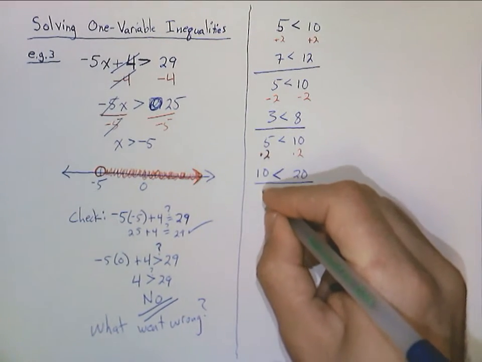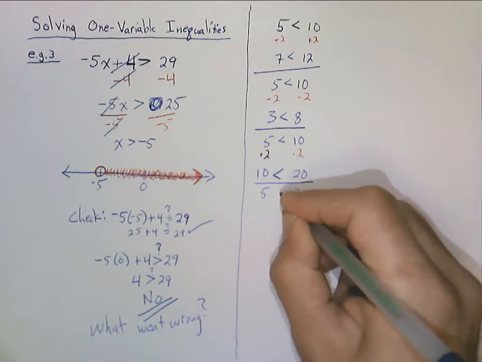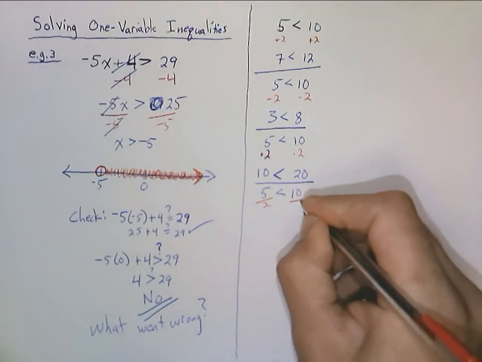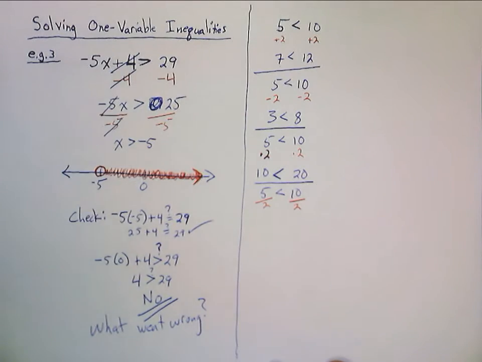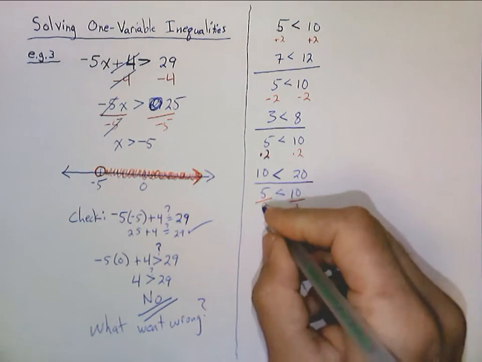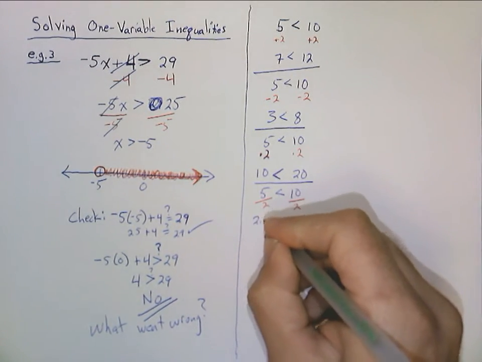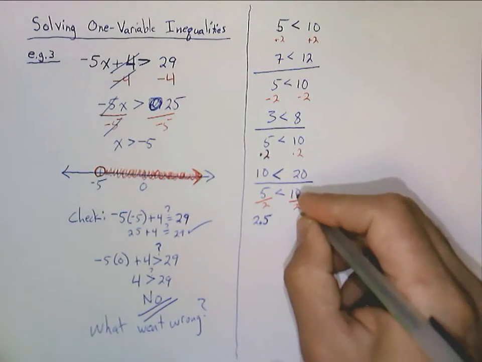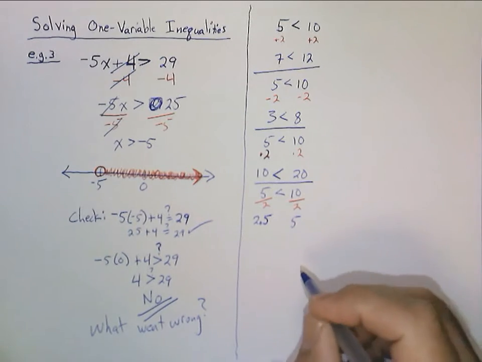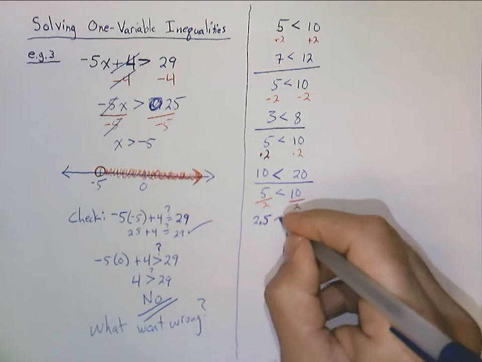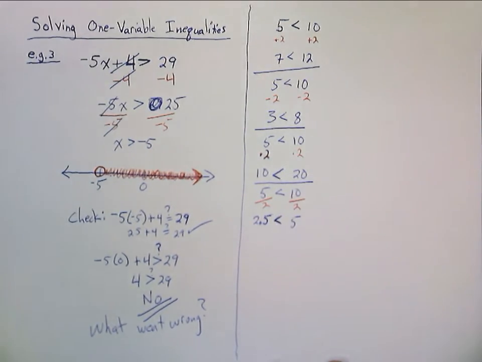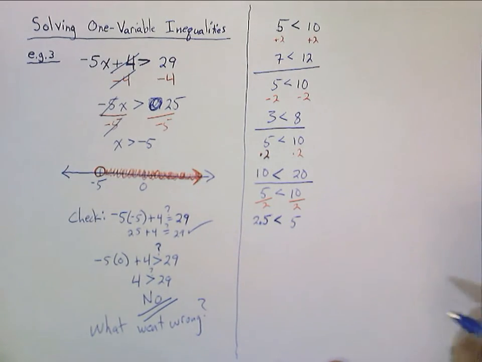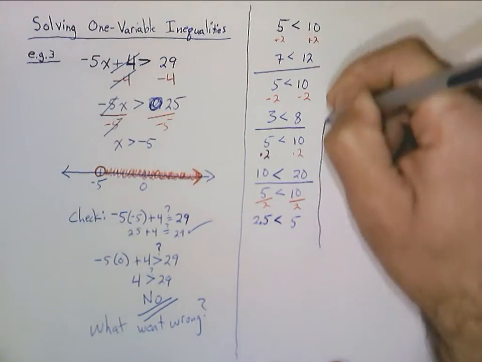Let's divide by 2. 5 is less than 10. If we divide both sides by 2, 5 divided by 2 is 5 halves, or 2.5, either way you want to think about it. And 10 divided by 2 is 5. Does this inequality still hold? Yes. So 2.5 is still less than 5. Okay, all of those work fine.